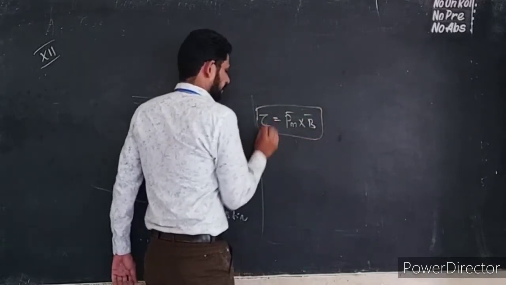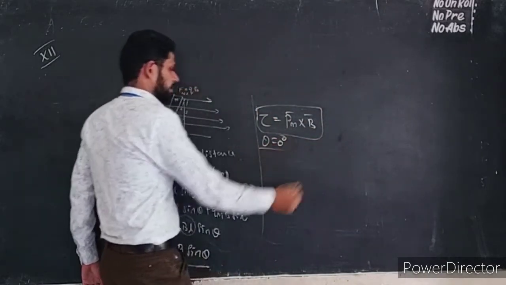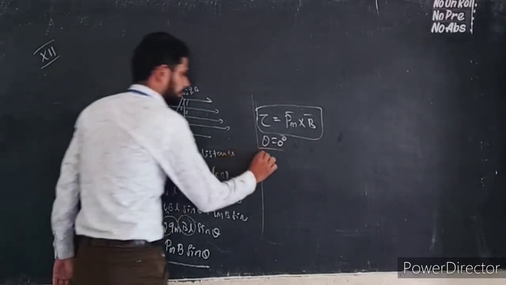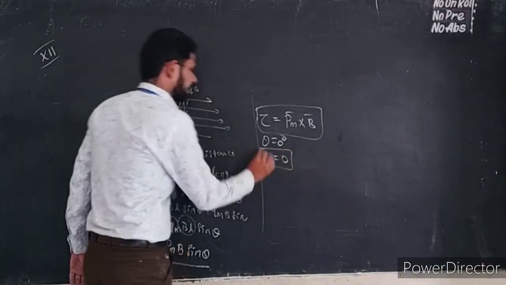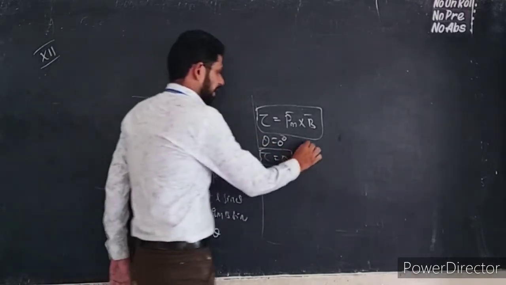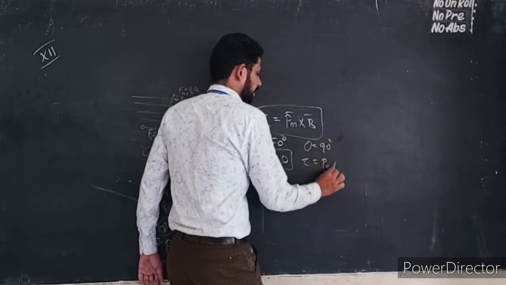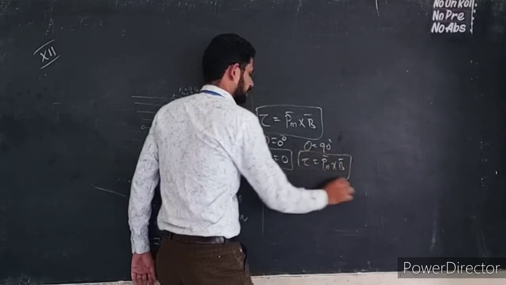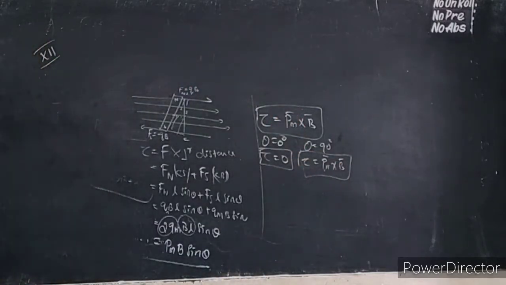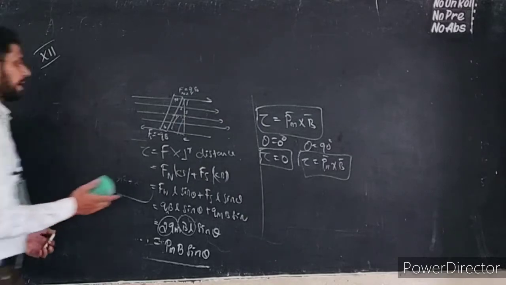So when theta equals 0 degrees, the torque will become equal to 0. When theta equals 90 degrees, the torque will become maximum. That's it. The next one, the potential energy of the bar magnet in the uniform magnetic field.